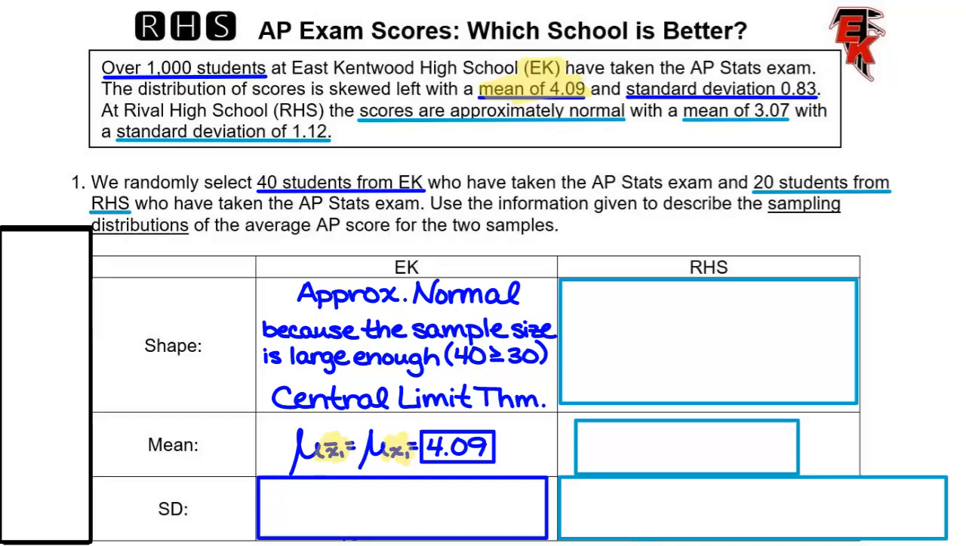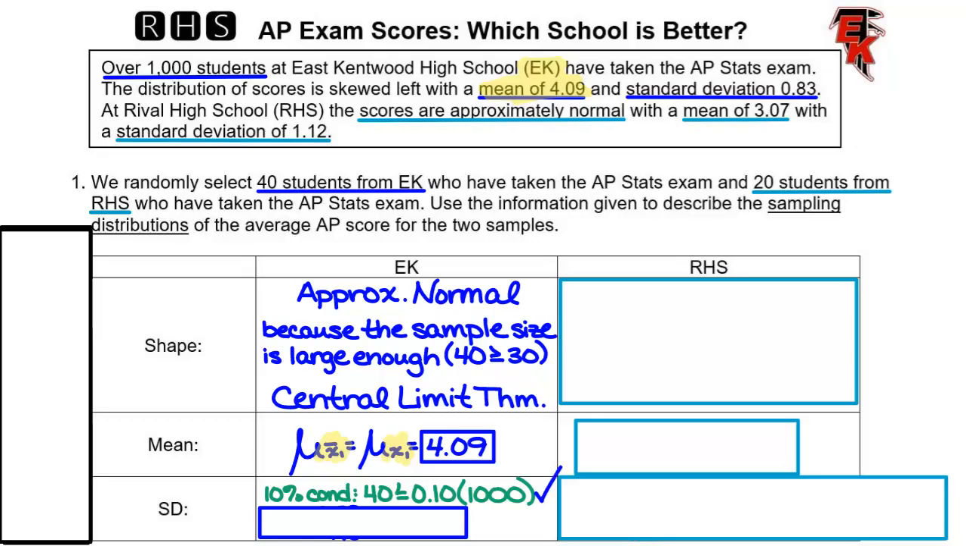What do I have to do before I find the standard deviation? 10% condition. Do you think for East Kentwood we get our 10% condition? Yes. How big's our sample? Sample is 40. Population is over 1,000. What's 10% of 1,000? 100. So as long as we don't sample more than 100, we know we're definitely good on our 10% condition. So we get a check mark here.